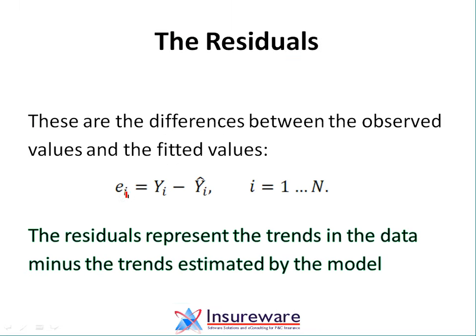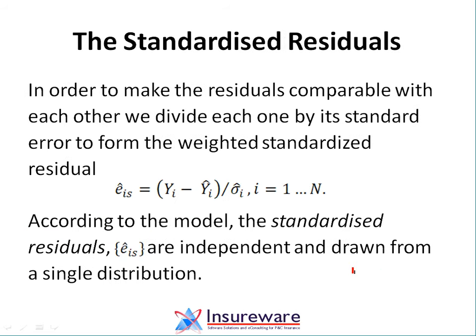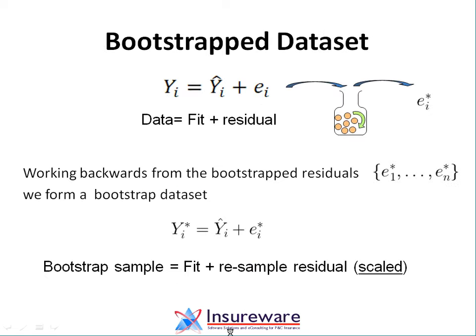So let's write down our residual again. The residual is the difference between the observed and the fitted. Residuals represent the trends in the data minus the trends estimated by the model. You can also calculate the standardized residual, which depends on the standard error of the residual itself. And what you can do now is you know that an observation equals a fitted value plus a residual. Or if you like, the residual equals the observed minus the fitted. Now the residuals are assumed, this has to be tested, they're assumed to be structureless in the sense they're all random from the same distribution.